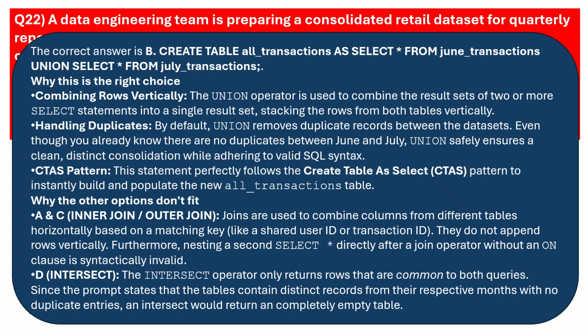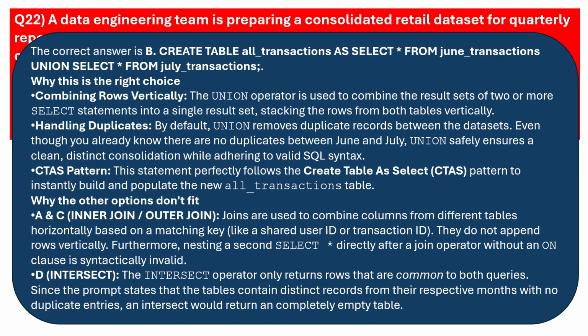Handling duplicates. By default, UNION removes duplicate records between the datasets. Even though you already know there are no duplicates between June and July, UNION safely ensures a clean, distinct consolidation while adhering to valid SQL syntax. CTAS pattern. This statement perfectly follows the CREATE TABLE AS SELECT (CTAS) pattern to instantly build and populate the new all_transactions table.